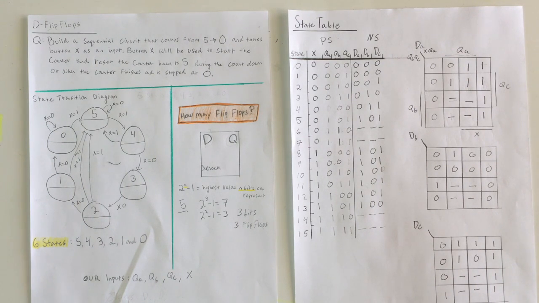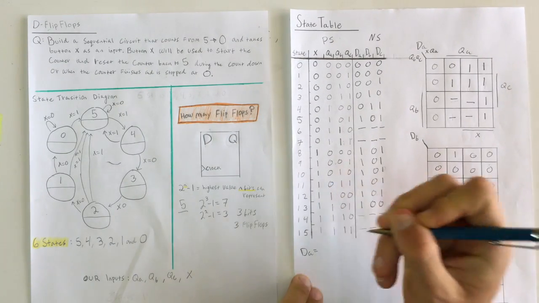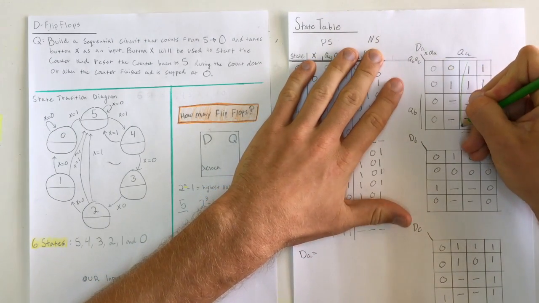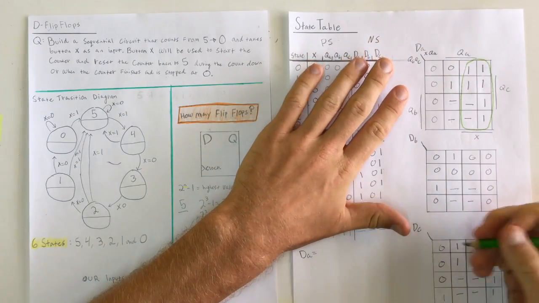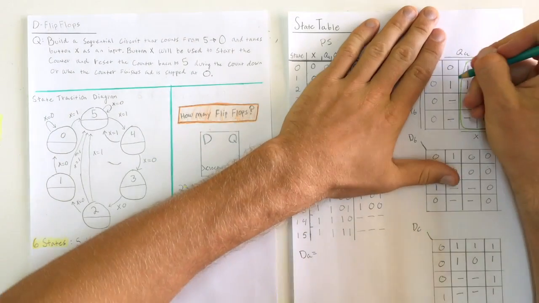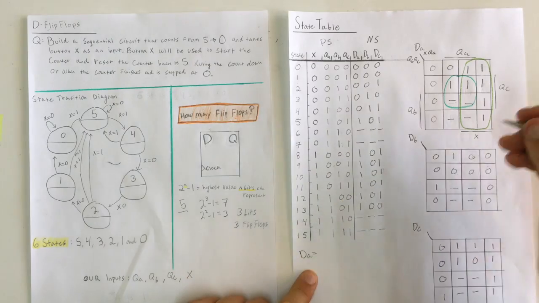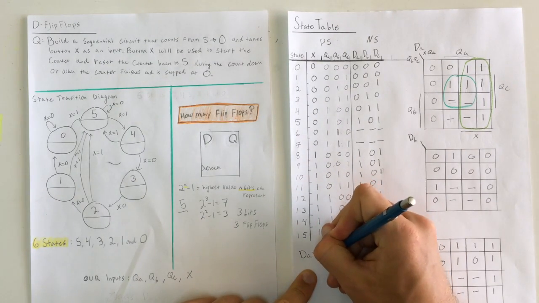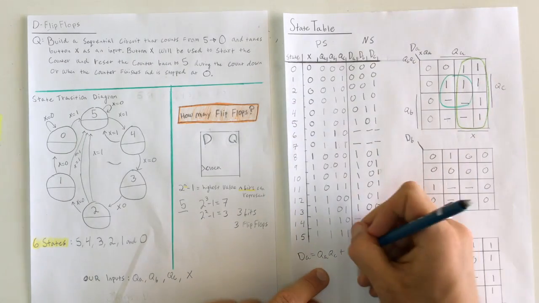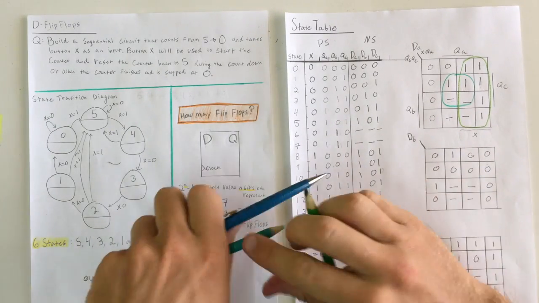Now we're going to find the minimum sum of products for each term. First, let's look at dA. For dA, we will have this implicant, and we will also have this implicant. So for this one, this would be QA and QC, or simply X. And let me denote which is which with the colors again.